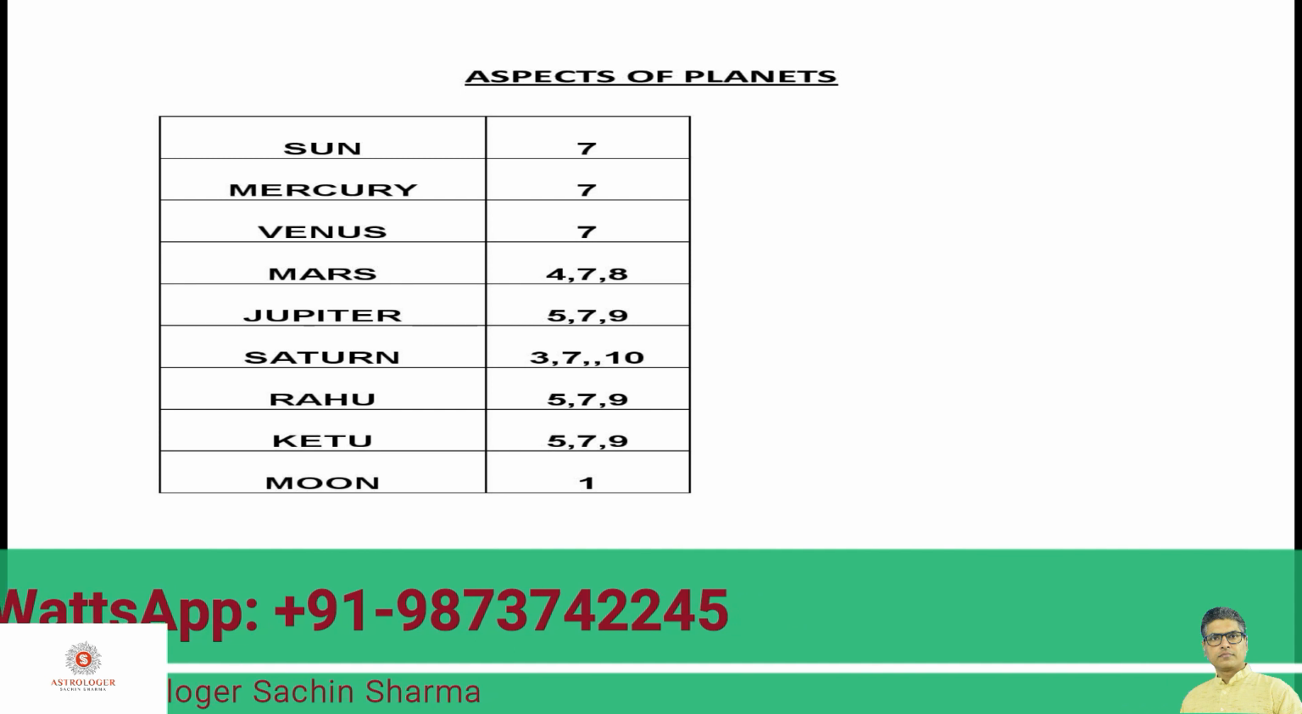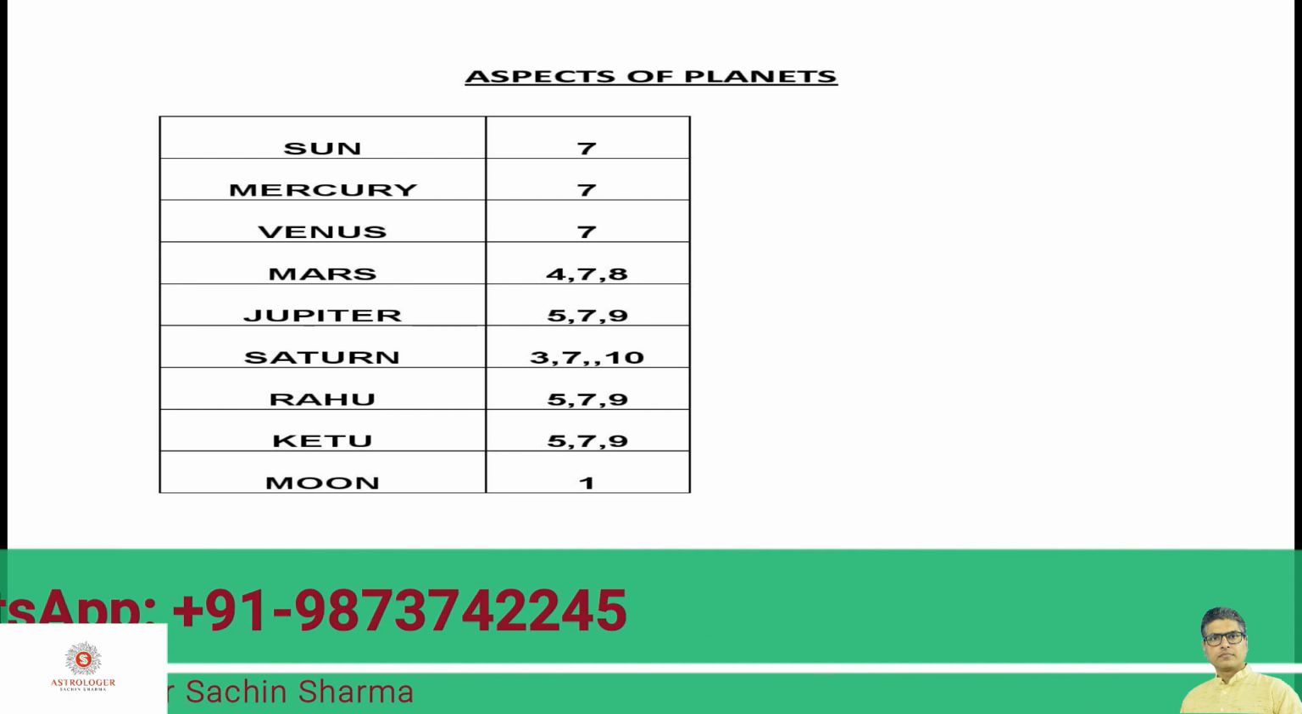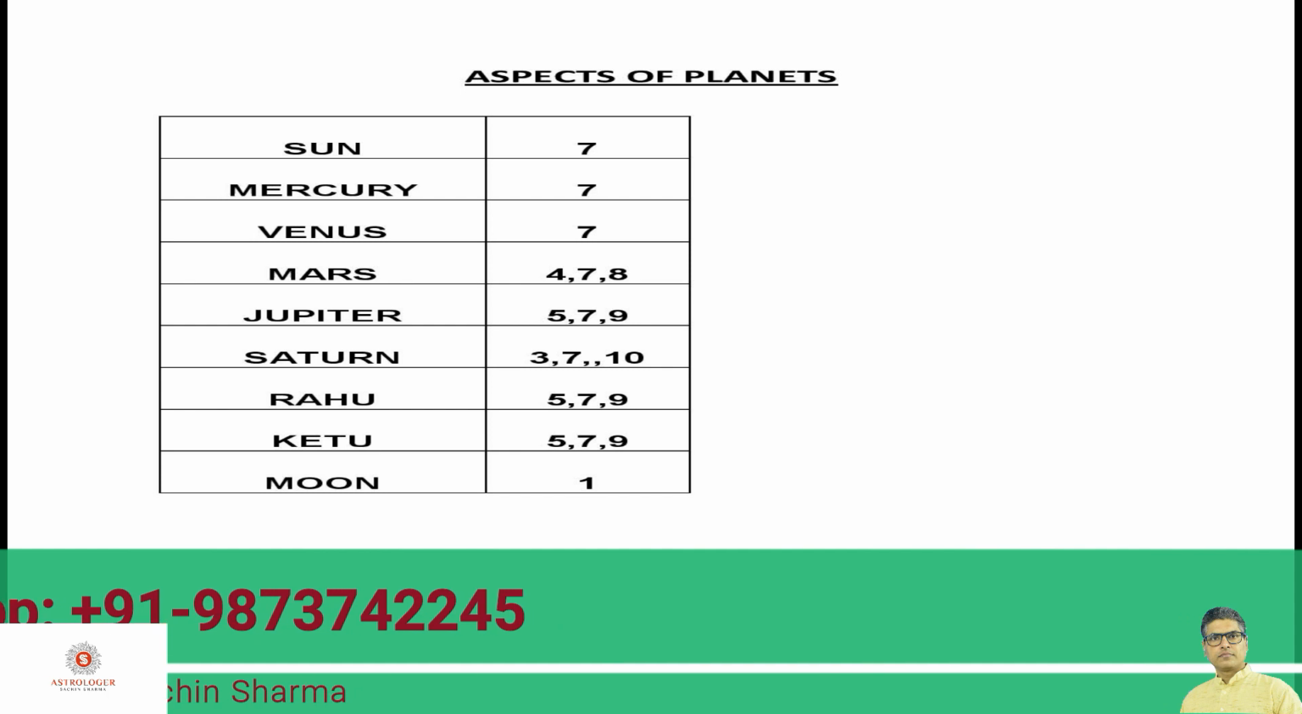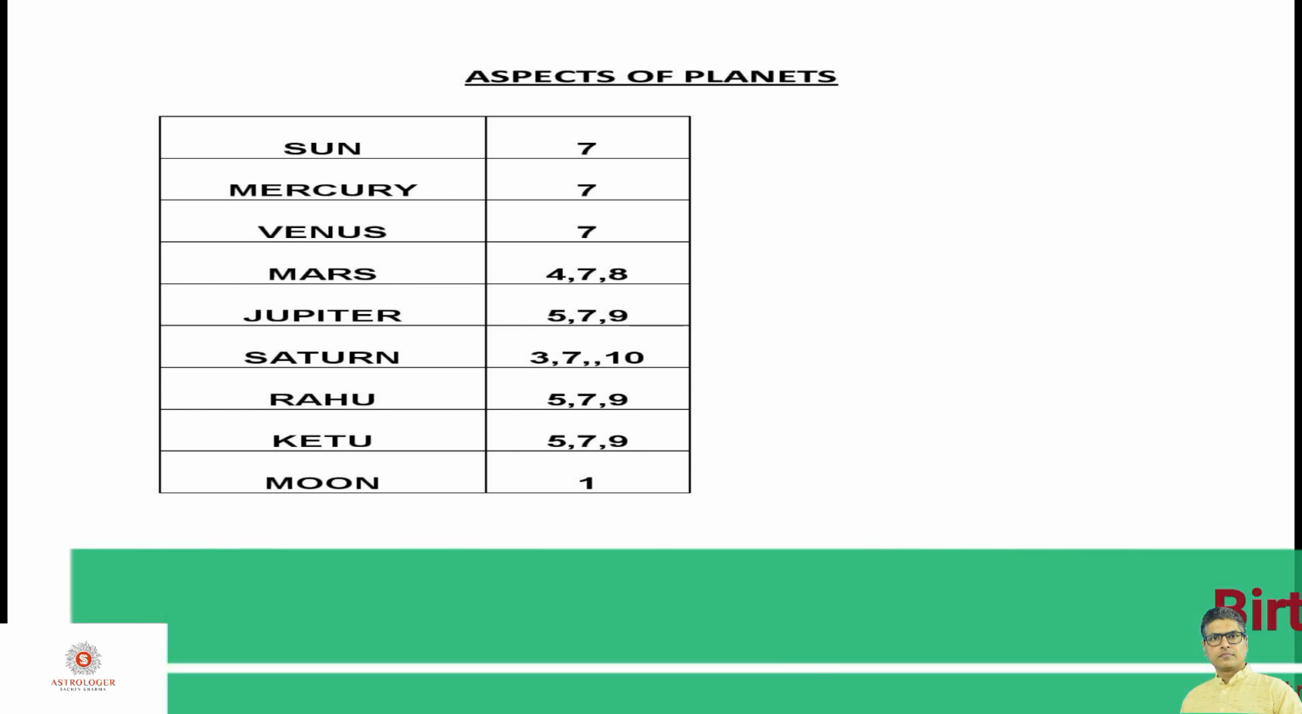So here we can see that on one side I have written the planet and on the other side I have written the aspect of these planets. So let's start from the first one. Here Mars aspect will be on the 4th house, 7th house and 8th house. Now second number is Rahu.